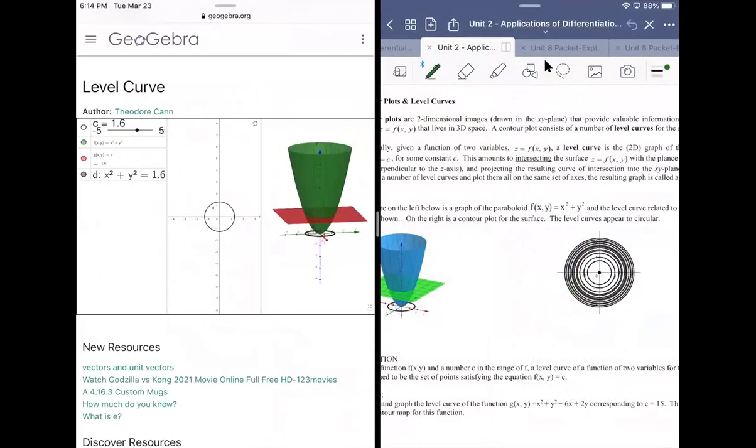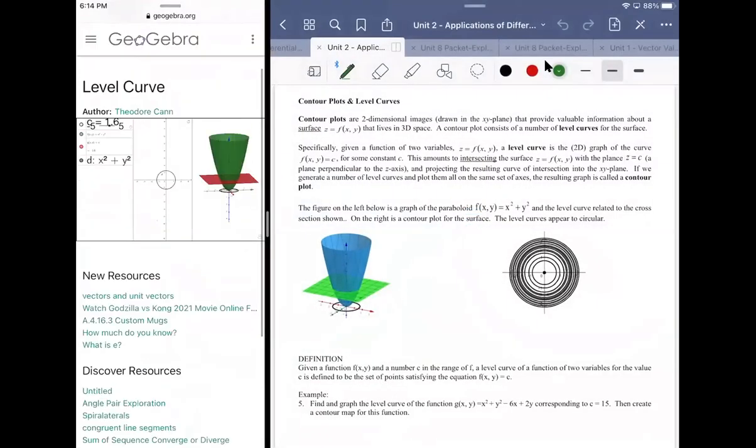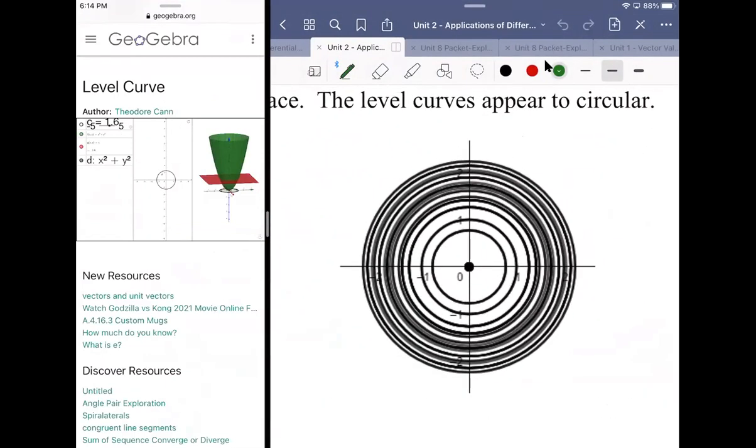Let me just bring back my whatchamacallit. Looking at this again, because what I did was some screen captures, you're looking at the wider spacing here.